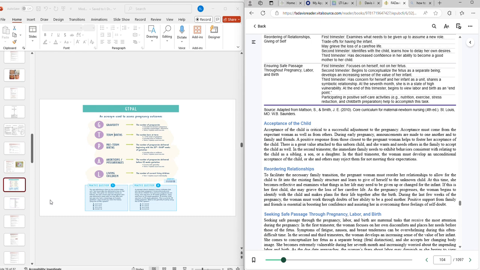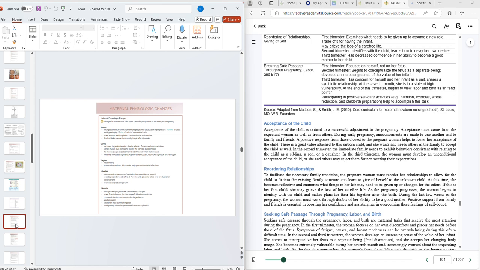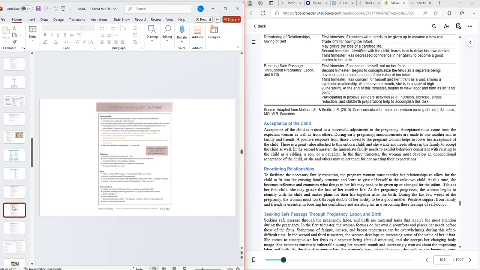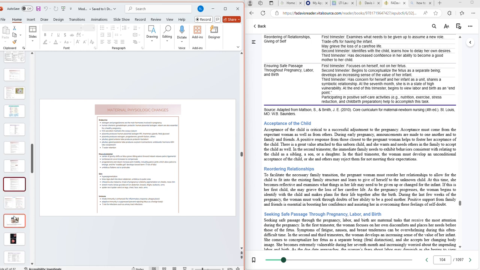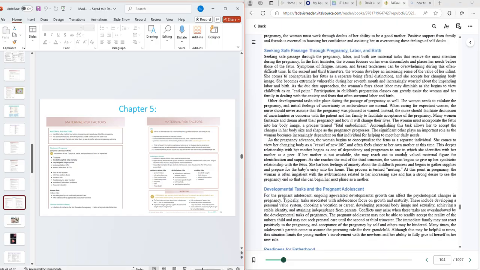And then we'll talk about this GTPAL in a little bit. It's in the next chapter, so we'll come back to that. And this is talking about the different changes. And then we will start chapter 5.